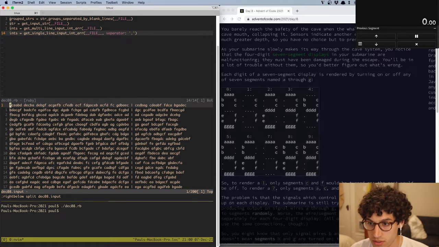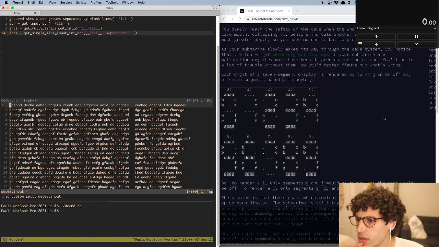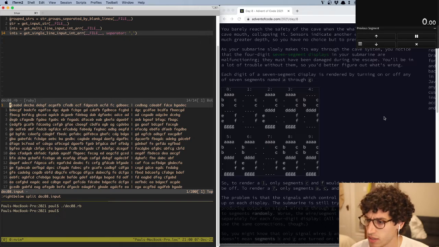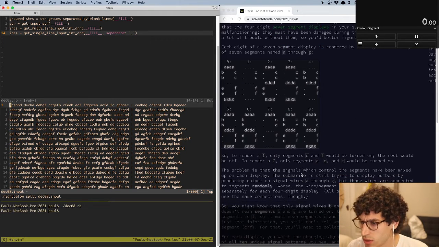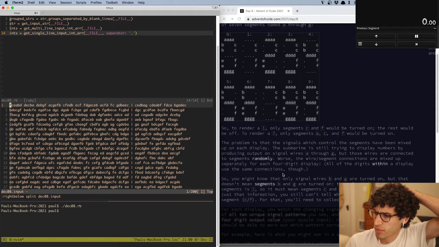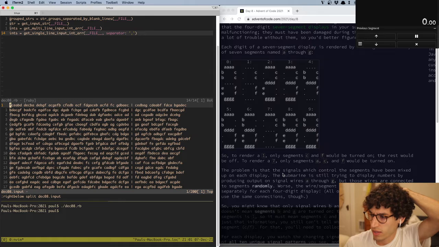Oh my goodness. So to render a 1, only segments C and F would be turned on. The problem is that the signals which control the segments have been mixed up on each display. The submarine is still trying to display numbers by producing output on signal wires A through G. Those wires are connected to segments randomly. The wire segment combinations are mixed up separately for each 4-digit display.